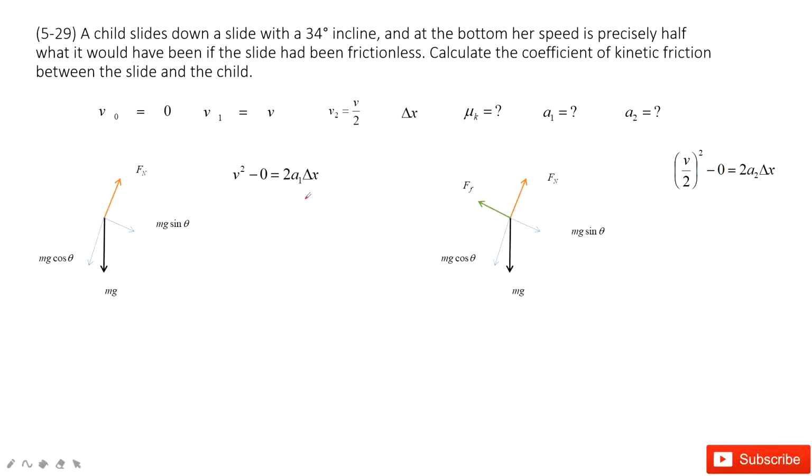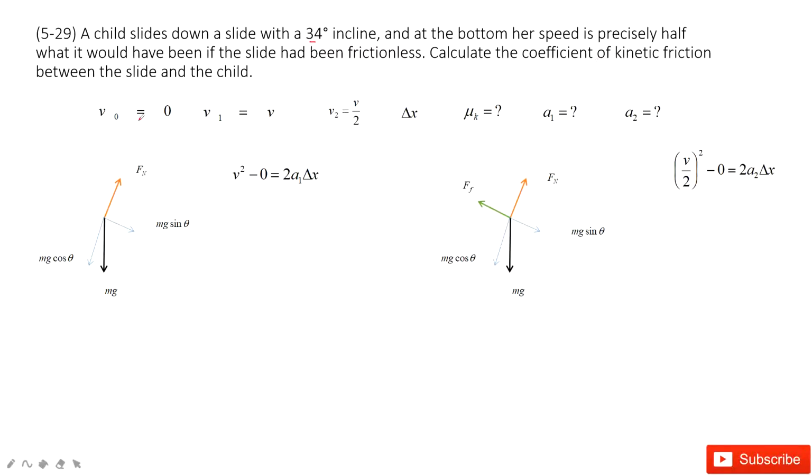Let's look at problem 29 in chapter 5. In this one, I have to say it is a little bit difficult for college students. It is still a slope problem, and it tells you this person just moves at angle theta. The angle theta, and then the bottom speed is precisely half of what it would be if the slide had been frictionless. Calculate the coefficient of kinetic friction.